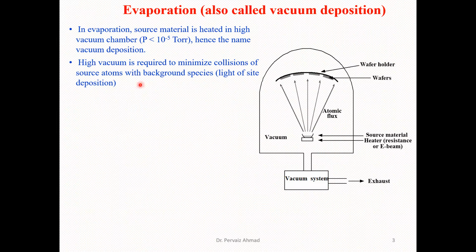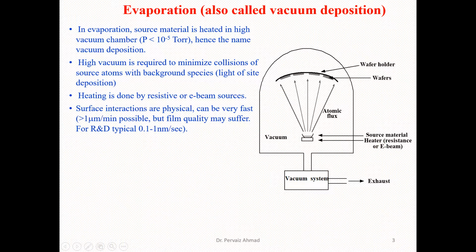So what does it mean? It means that during the deposition, high vacuum is required. And why do we require high vacuum? We require high vacuum to minimize the collision of the source atoms with the background species, that is, to minimize contamination during deposition. Just like we discussed previously, here you can see that we have a heater or the heating source, and we remember the heating is done mostly by resistive or e-beam source.